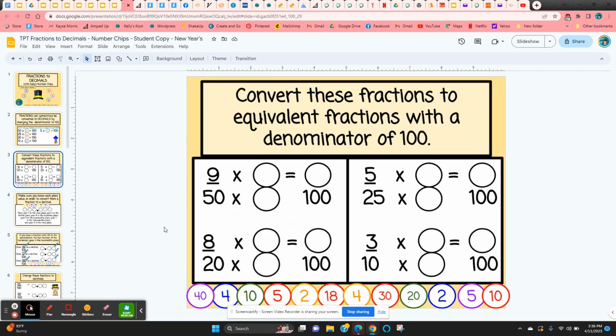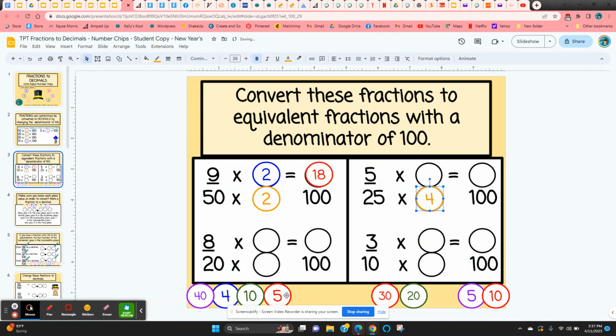We move on to the next slide. Now students are going to be multiplying numerator and denominator by the same number in order to get an equivalent fraction with 100 in the denominator. So this first one, we know we have to multiply 50 times 2. So that means we also have to multiply 9 times 2. So they move the 2's into place, and then they multiply across. They're going to get 18 hundredths. 5/25ths, they're just going to multiply times 4. 25 times 4 is 100, so we also have to multiply 5 times 4, and that gives us 20 hundredths.